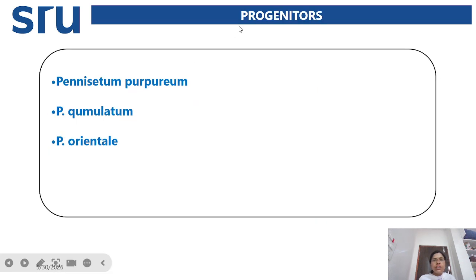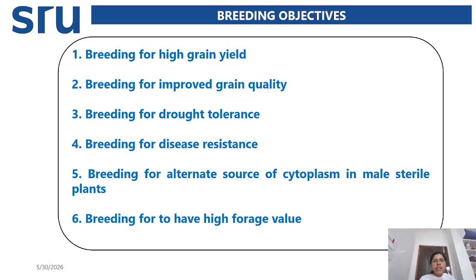Next, coming to progenitors, these are the 3 progenitors present in the Bajra crop, that is Pennisetum purpureum, Pennisetum cumulatum, and Pennisetum orientale. And next is breeding objectives.